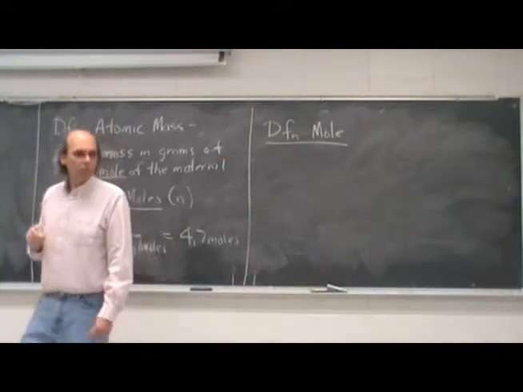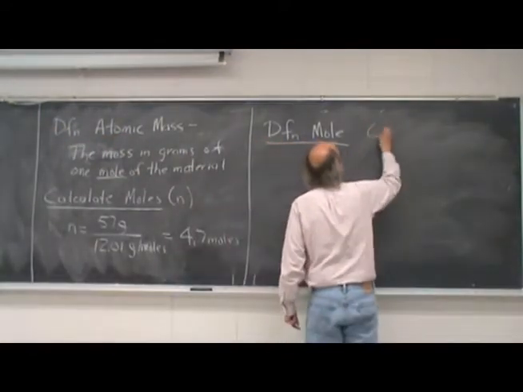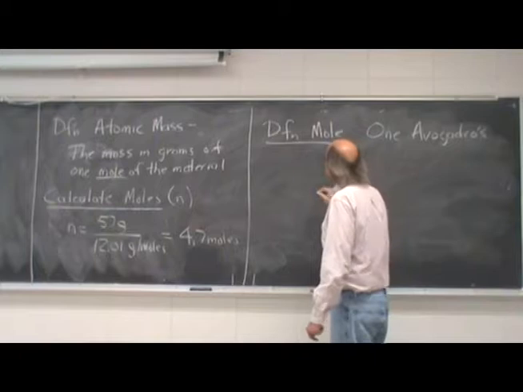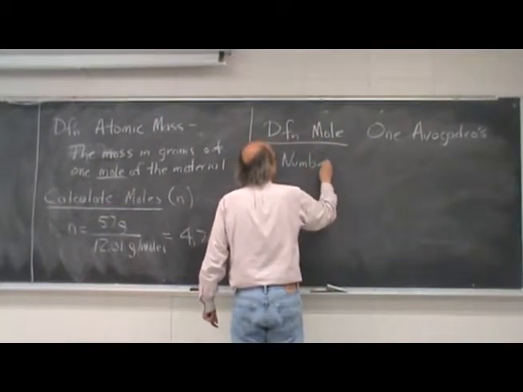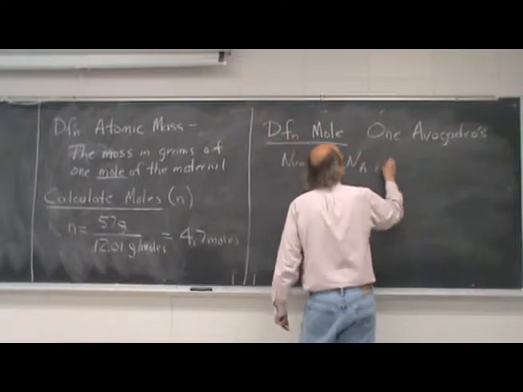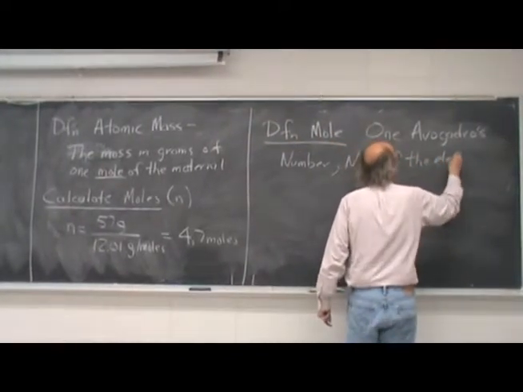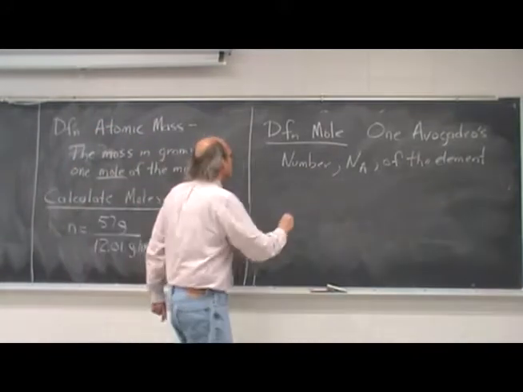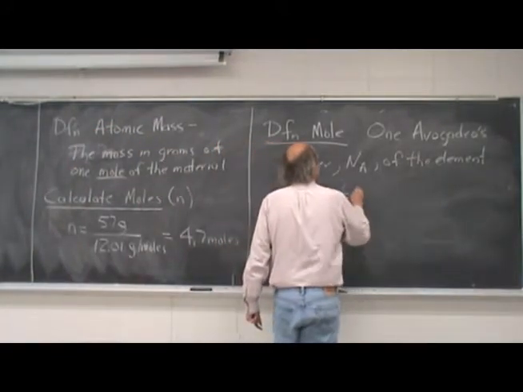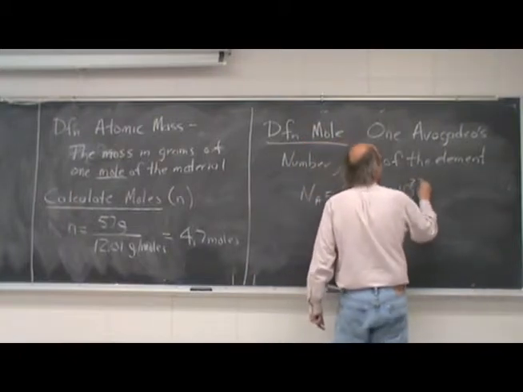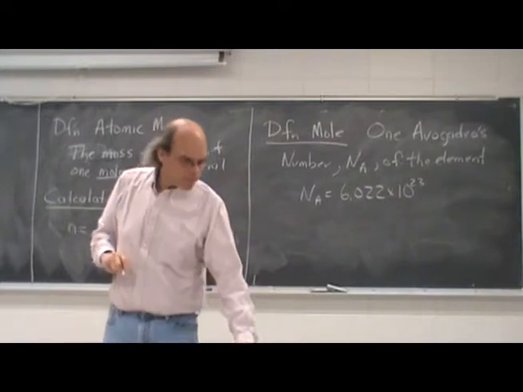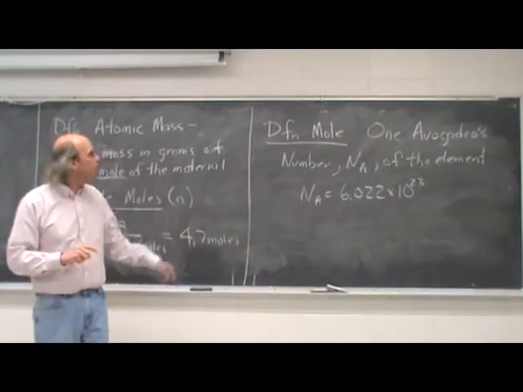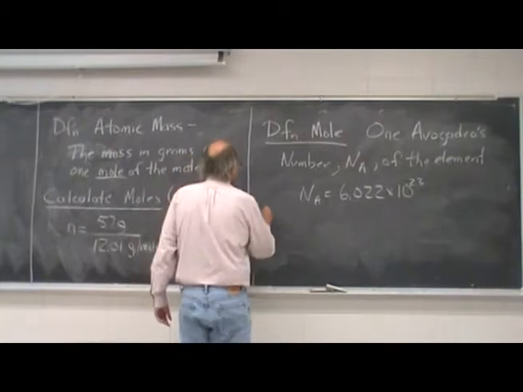All right, a mole is just a number of something. So it's one Avogadro's number of something, and Avogadro's number is 6.022 times 10 to the 23 somethings. Okay, so we know the number of moles. We have 4.7 moles. We know what Avogadro's number is. We can compute the number of atoms.